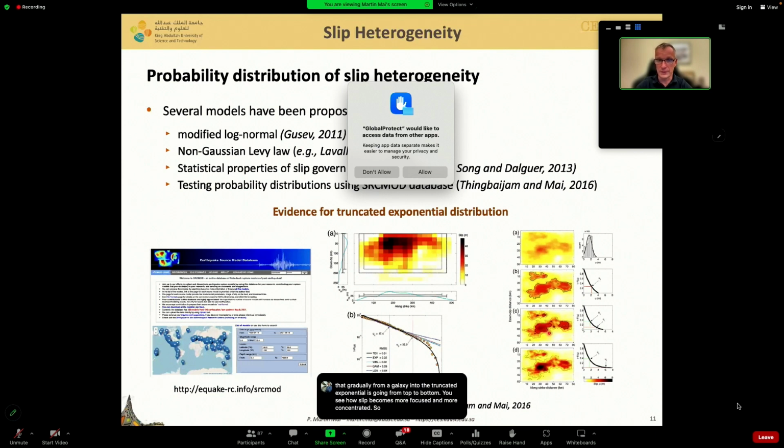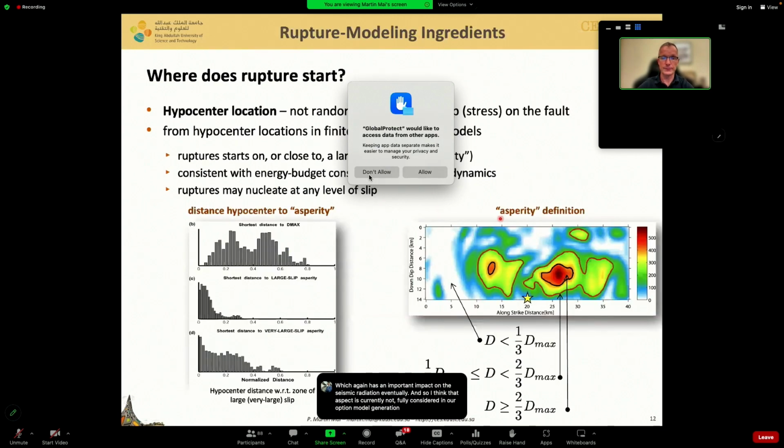So the moment doesn't change. The spatial variations of slip in itself don't change much, but slip becomes much more peaked and concentrated, which again has an important impact on the seismic radiation eventually. And so I think that aspect is currently not fully considered in our rupture model generators.